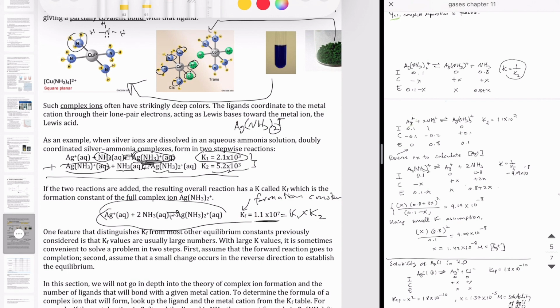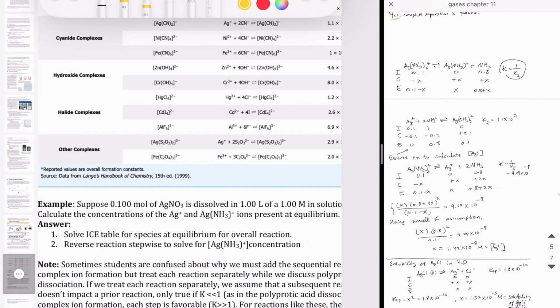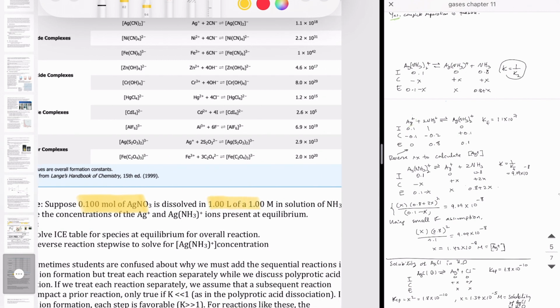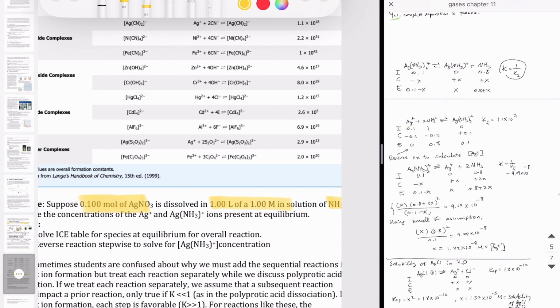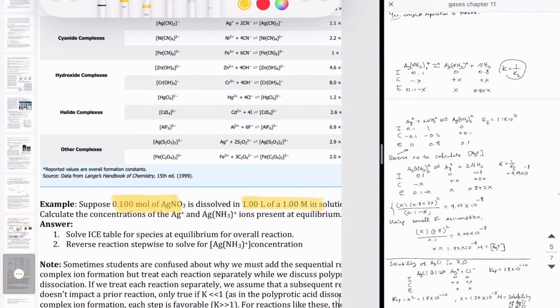We assume the reaction goes to completion, and then afterwards, to figure out the concentration of the species in the middle, which is that first complex ion, and then the silver, we're going to have to work backwards. We're going to have to reverse the reaction. So an example here is, say we have 0.1 mole of AgNO3 dissolved in 1 liter of 1 molar NH3. So we know that the Ag+ and the NH3 can form a complex ion. The question is, what's the concentration of the Ag+ and the AgNH3+, which is that first species that was formed during the formation of the complex ion?